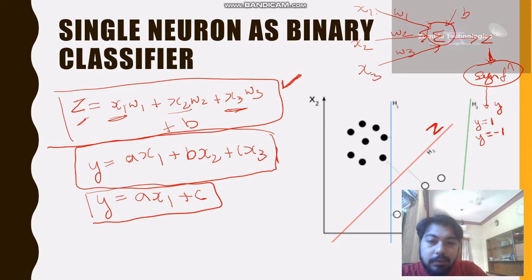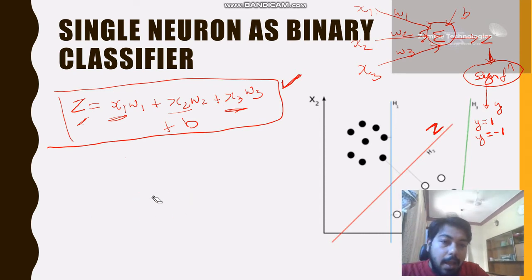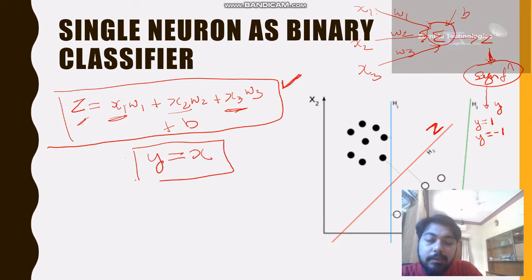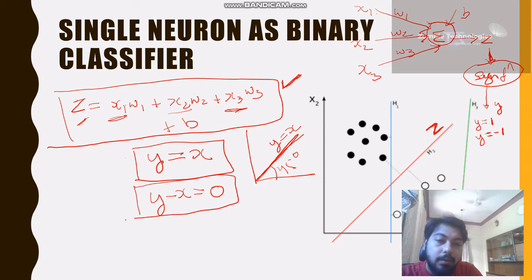So if I erase this, any input to the line, for example, let's take a very simple line. Let's take y is equal to x. This is a line represented like this, a 45-degree line, where y is equal to x. So I can represent it as y minus x is equal to 0. This is the equation of a line which I am considering right now.